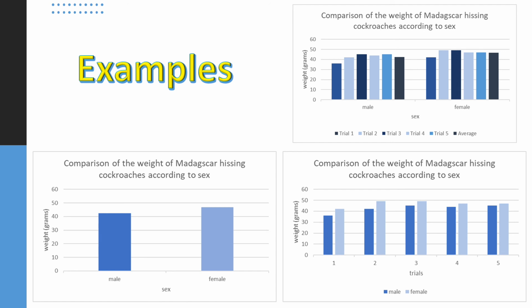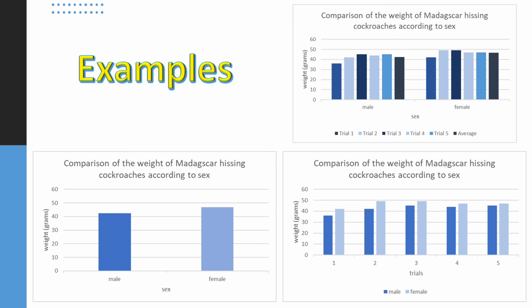So in this case, this student took every single trial, and what it looks like they're doing is they're comparing each individual trial within male and within female. So this is incorrect. What needs to be done is all of the weights of the males need to be averaged together, and then all of the weights of the females need to be averaged together. So you should only have 2 bars total, male versus female. When you do this, you also do not need a legend at the bottom.